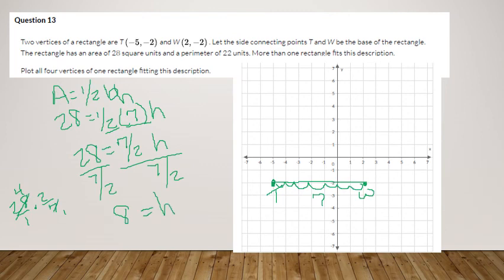So I always like to use the left side just because it helps in my head. 1, 2, 3, 4, 5, 6, 7, 8. So my new point could be at (-5, 6). And I could draw that triangle.